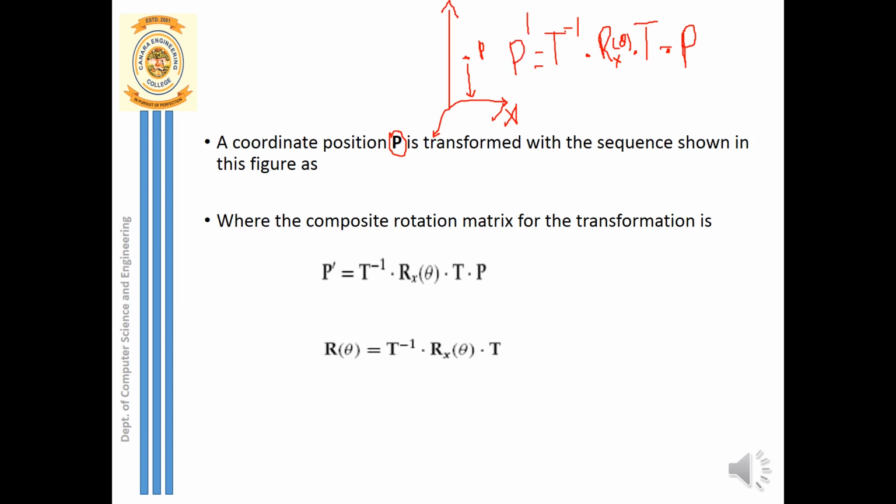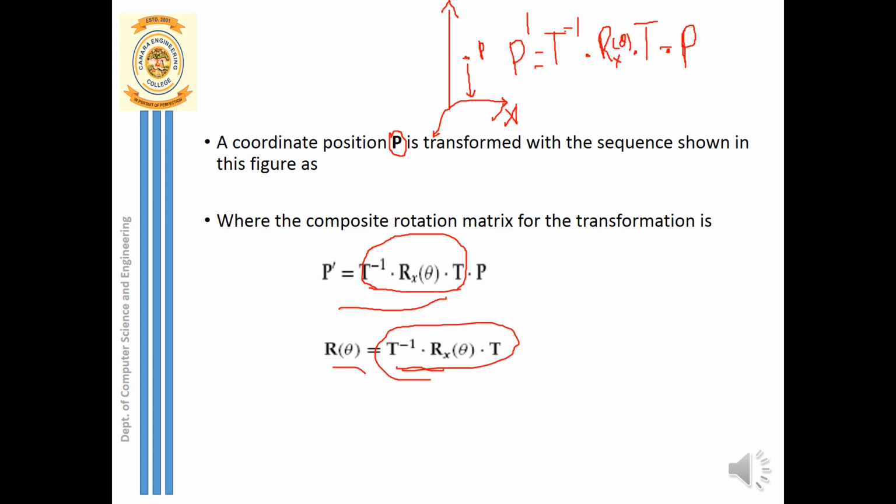So this is how you write an equation. This term you can write in general as R of theta, equal to T into Rx theta into T inverse. That sequence of transformations that you are applying, translation, then rotation, and then reverse translation, you can generally write as R of theta.